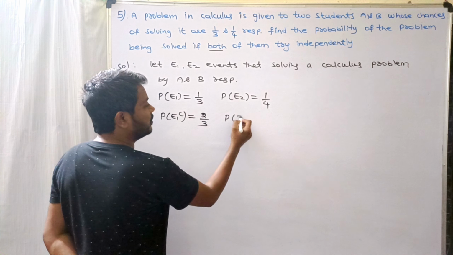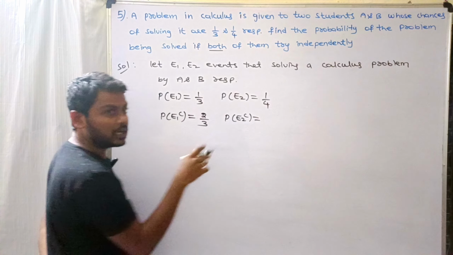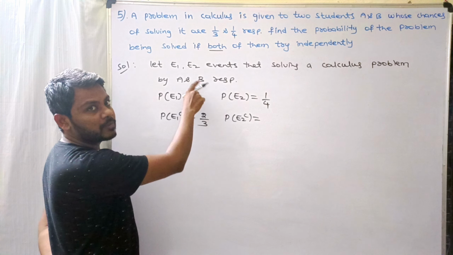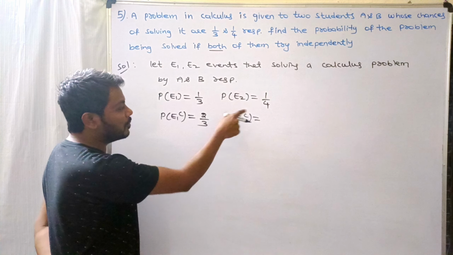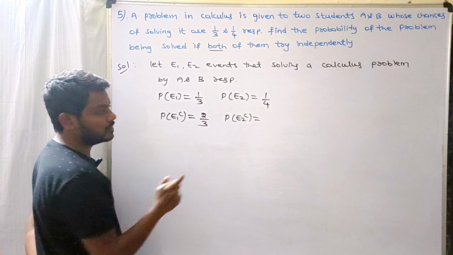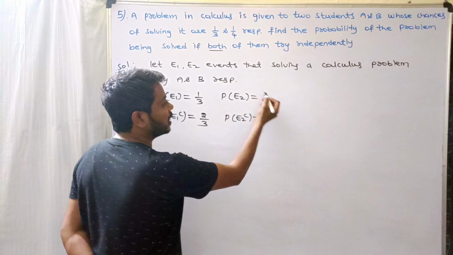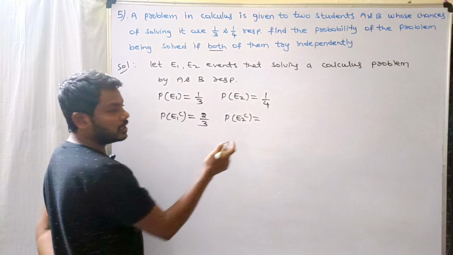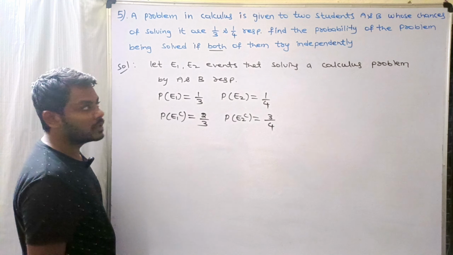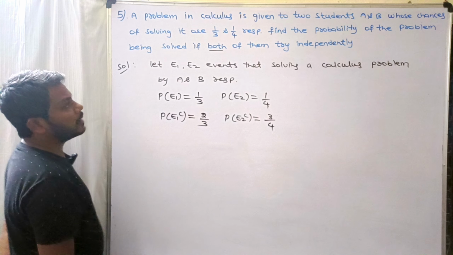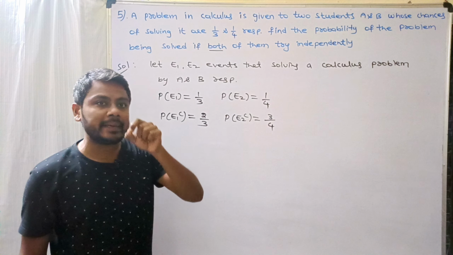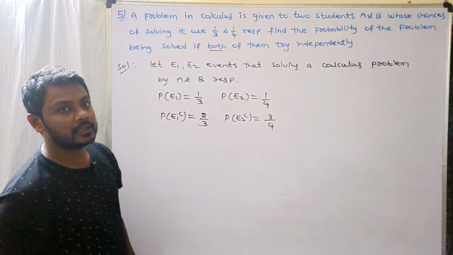Next similarly, P of E2 complement, not E2. Here E2 is solving a calculus problem by B. E2 complement means not solving the calculus problem by student B. That is, out of 4, 1 is E2. The remaining, how many remaining? 3 by total 4. Okay. Now to find the probability that the problem is solved if both of them try independently.